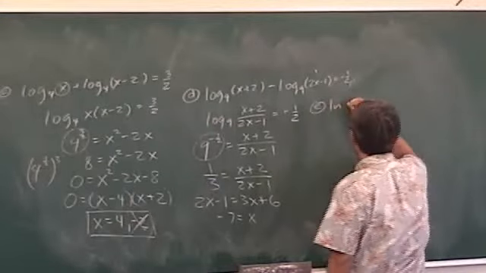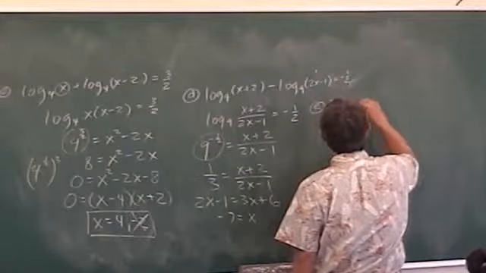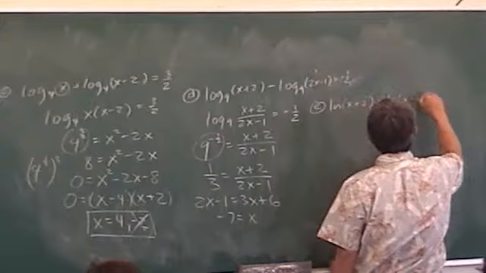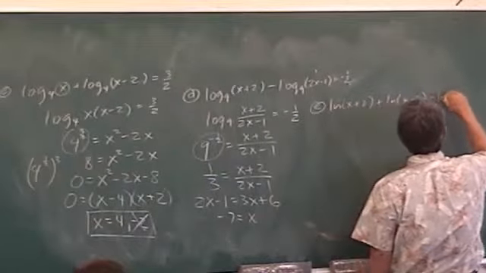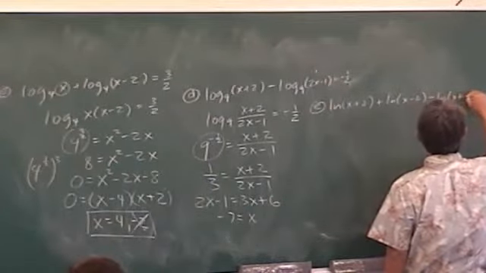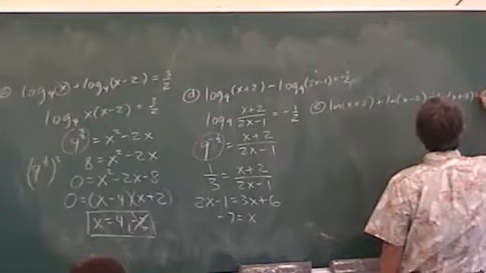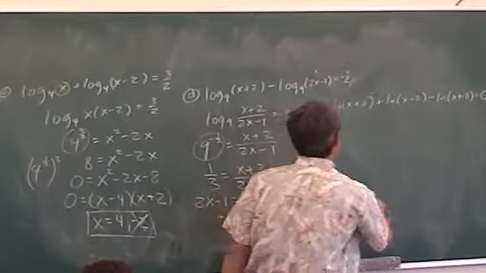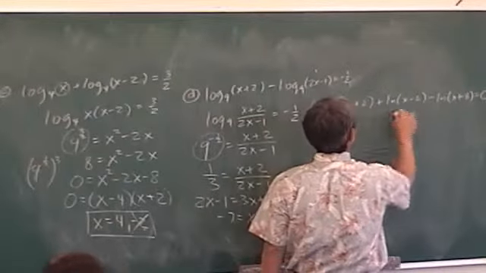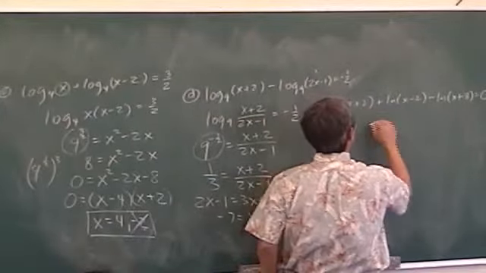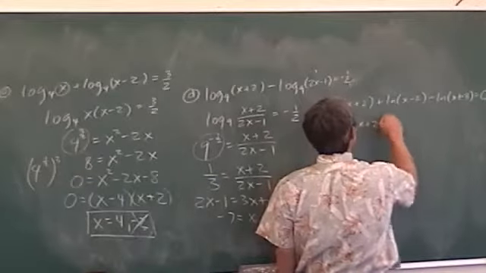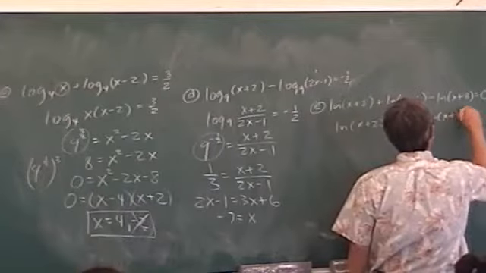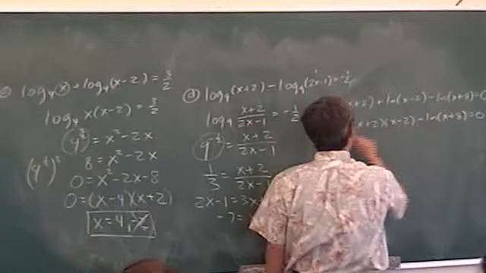Natural log of x plus 2 minus natural log of x plus 8 equals 0? Yes. Okay, now you want to combine these into one logarithm. I've got 3 here, so just do 2 at a time. Do these 2 first. What do you do when you add? You multiply. And then what do you do when you subtract?